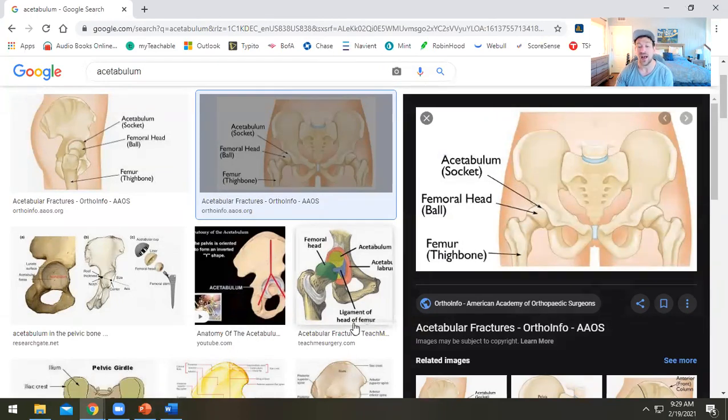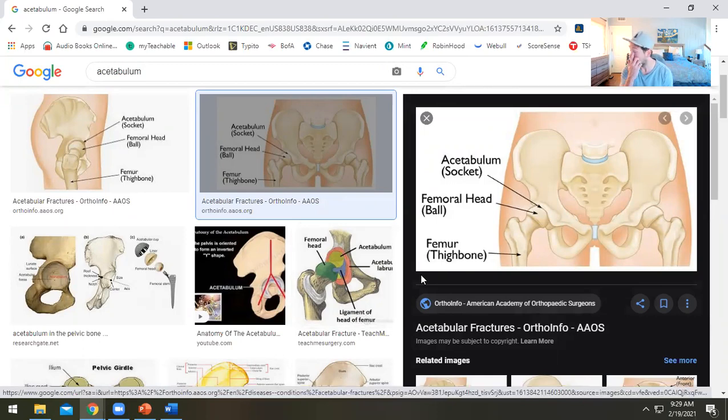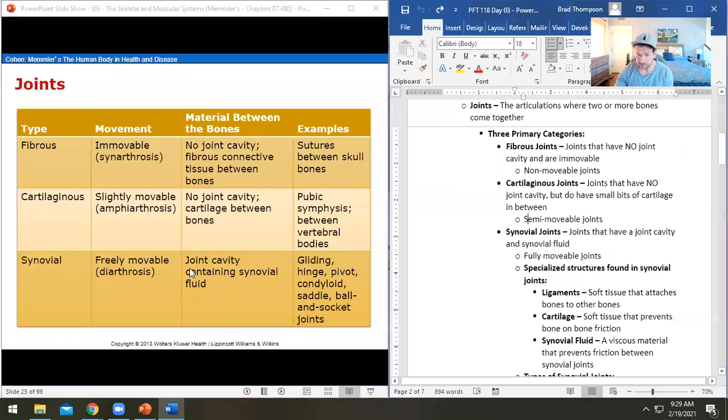But then we've got the joints that you're probably most familiar with, which are your synovial joints. What makes synovial joints special is that they have a really big joint cavity, which means that there's a lot of space in between. And what's great about having all that space is that means greater movement, right? The more space there is, the more movement there can be. So they have a big joint cavity, and they have synovial fluid in that joint cavity, which acts like grease on a hinge.